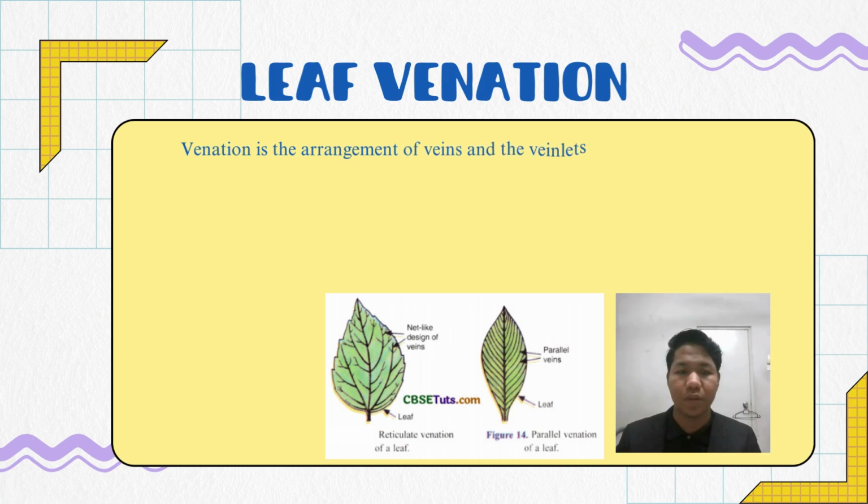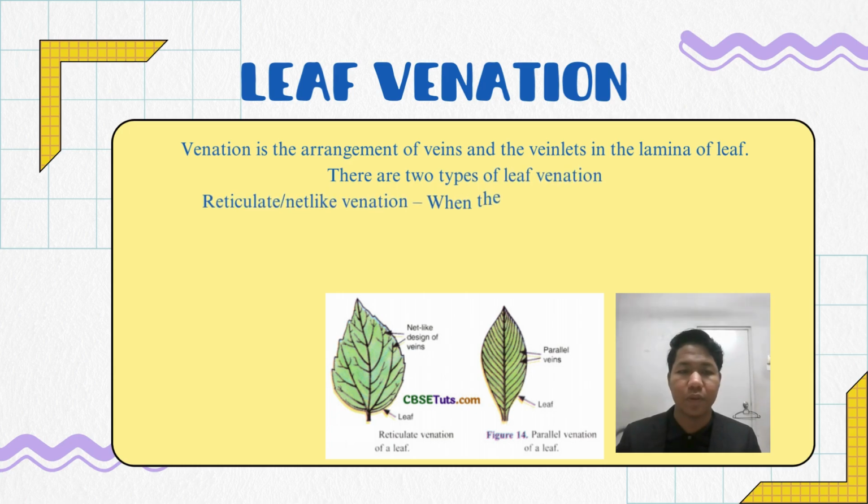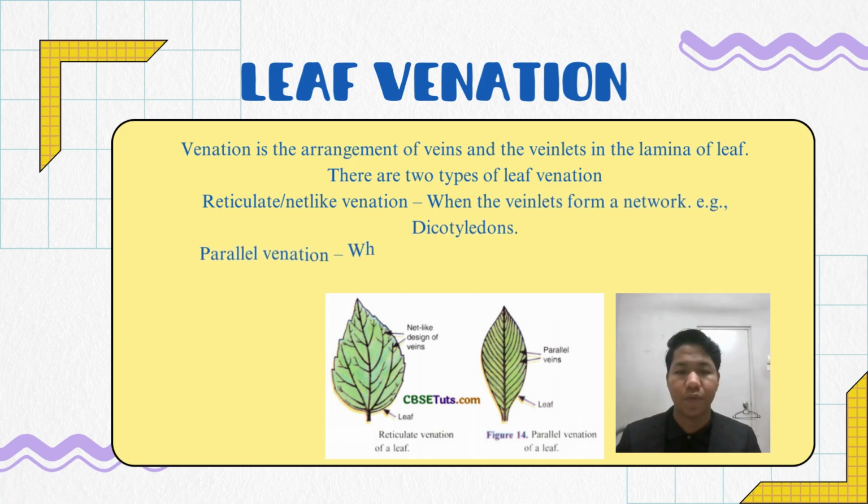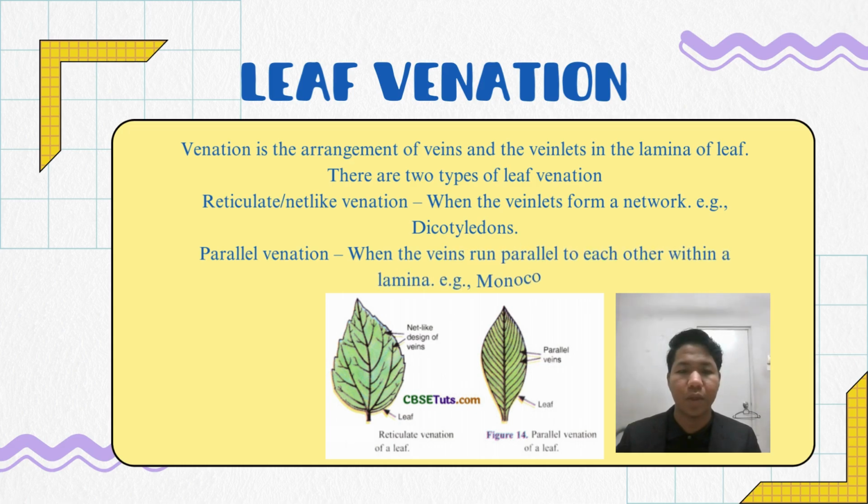Next, leaf venation. Leaf venation is the arrangement of veins in the lamina of a leaf. There are two types. First is reticulate venation, where the veins form a network, like in dicotyledons. Second is parallel venation, where the veins run parallel to each other within a lamina, e.g. monocot.